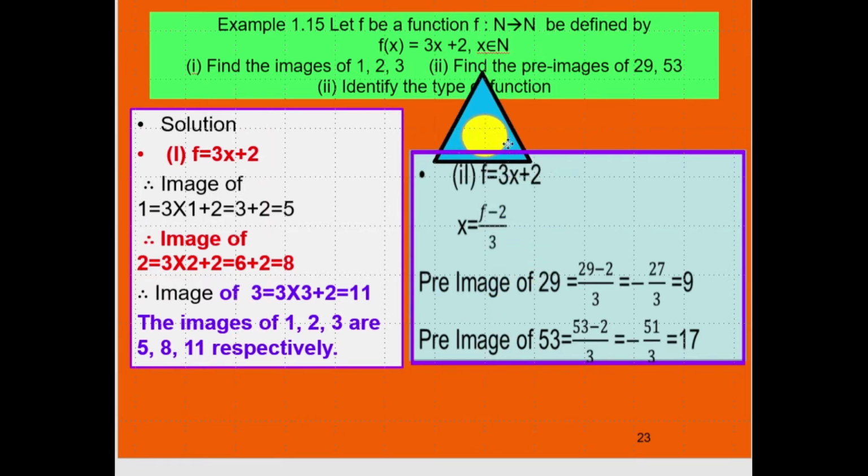Now, second subdivision: find the pre-images of 29 and 53. Given f equals 3x plus 2, x will be equal to (f minus 2) by 3. For the f value, the x is the pre-image. Therefore, pre-image of 29 equals (29 minus 2) by 3, that is 27 by 3, equal to 9. Pre-image of 53 equals 17.